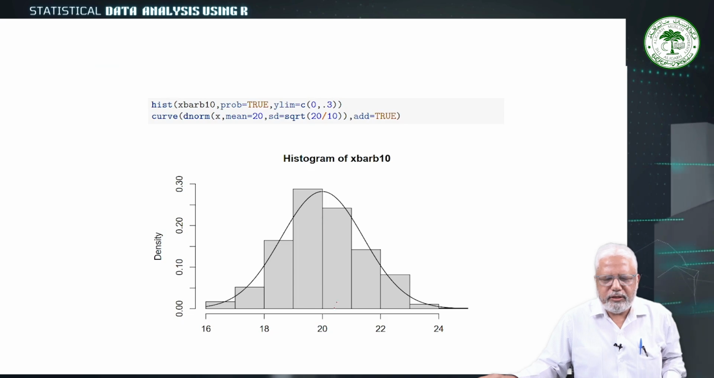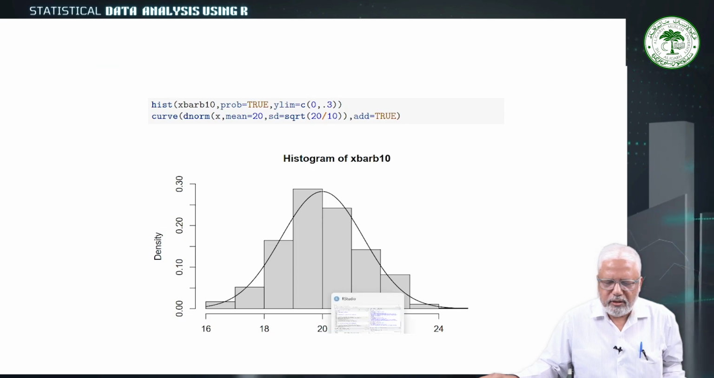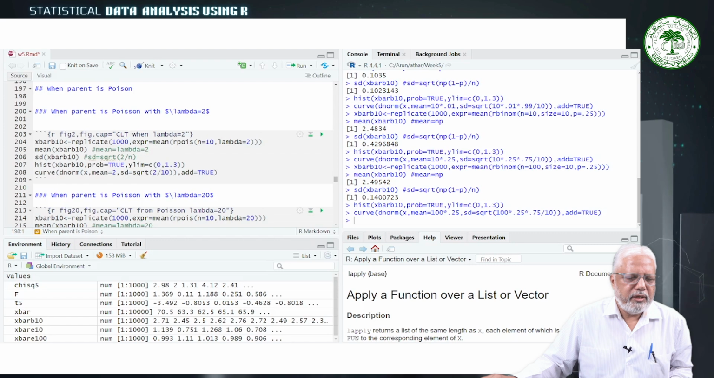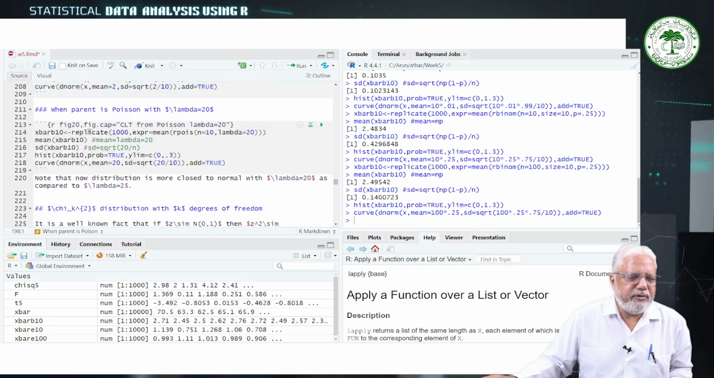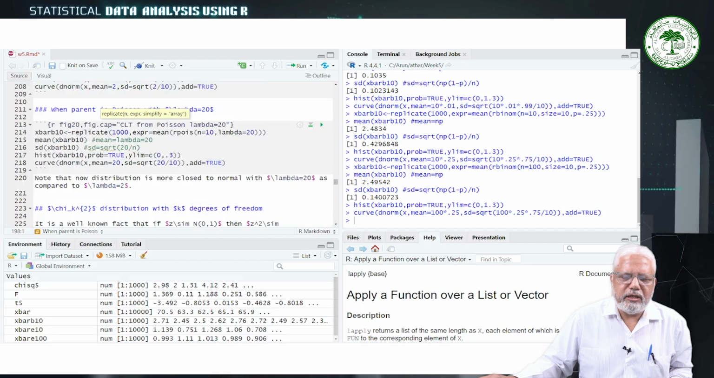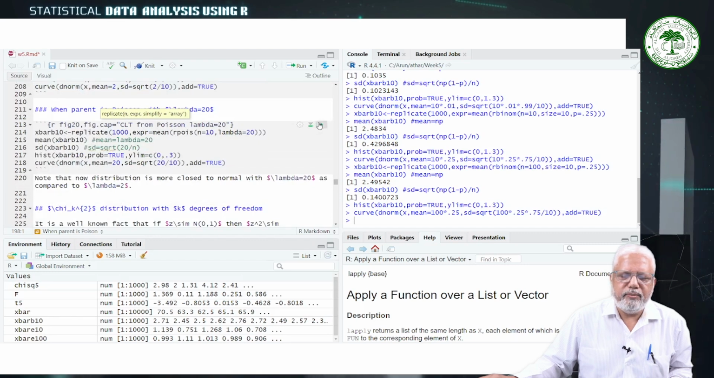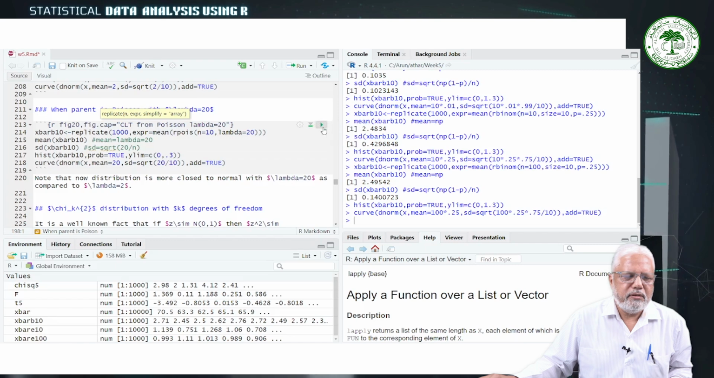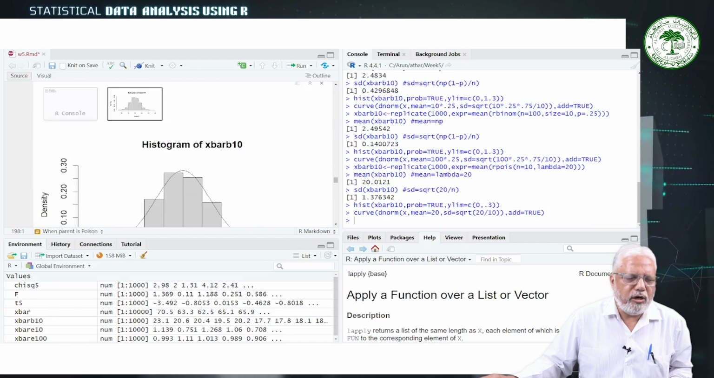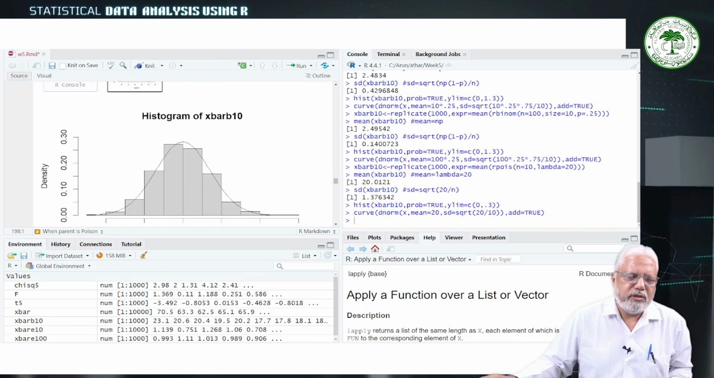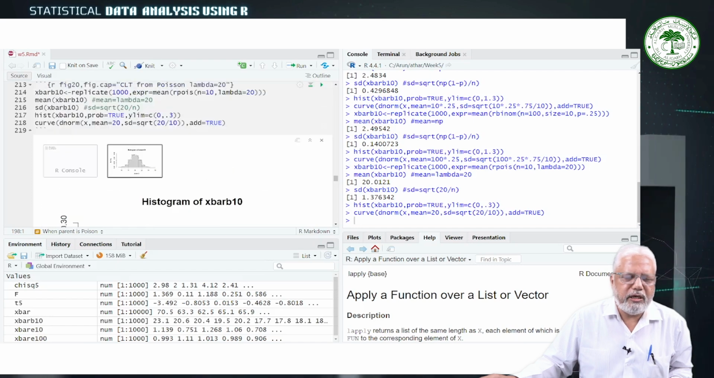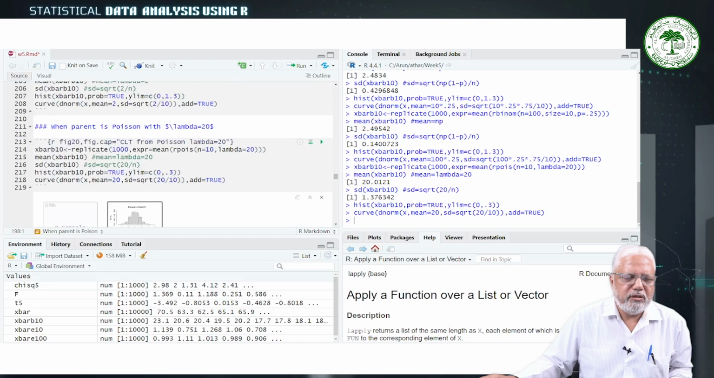Now I would like to run these things here, Poisson when lambda is equal to 20. So these are the commands I have written, and we can run these commands, and this is the output. See, they are in good agreement. CLT works well because lambda is equal to 20.